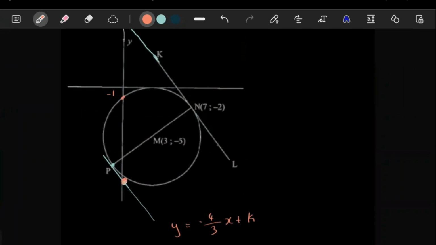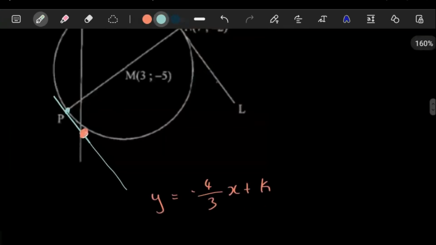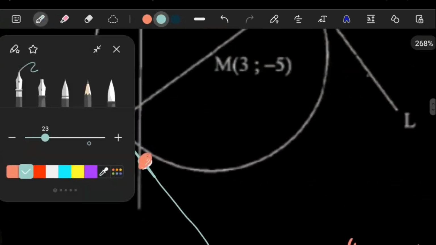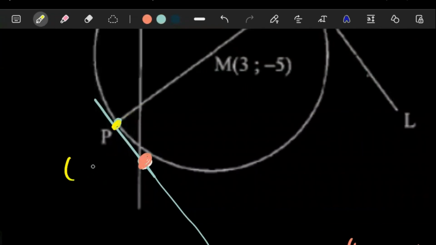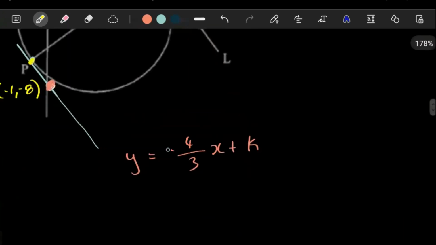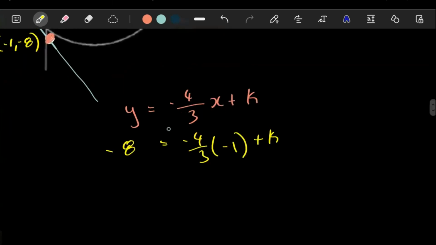To get this y-intercept, we need a coordinate that the graph passes through. The graph passes through this point, -1 and -8. So the y value we're going to make -8, and the x value we're going to make -1. Let's see what the other k value would need to be. This is going to be a positive 4 over 3 plus k.